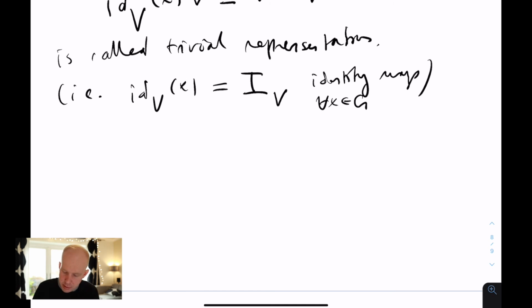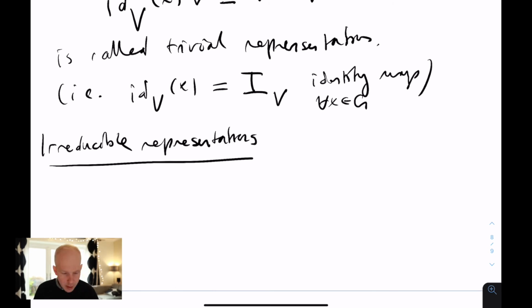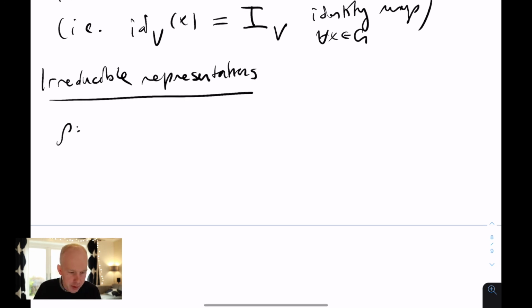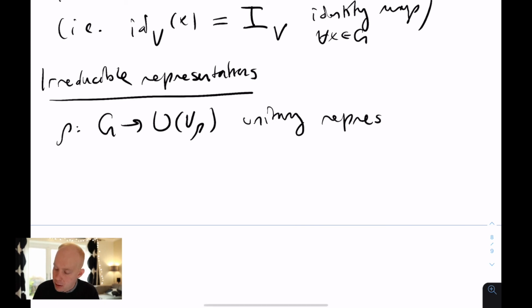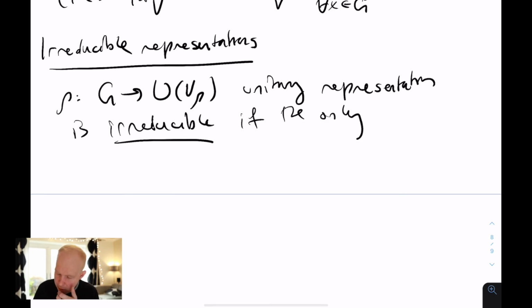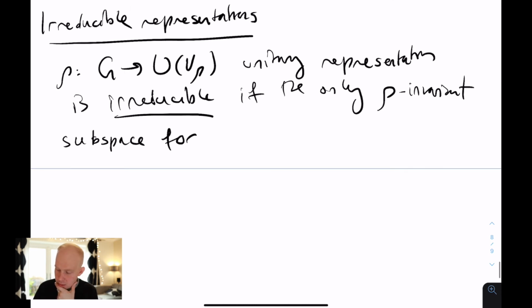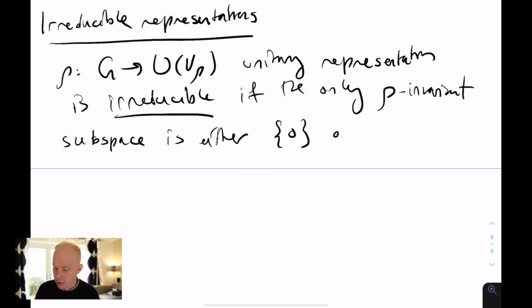But the other class which is important are the irreducible representations. And we say that a rho, which is a unitary representation from G into U V, is irreducible if the only rho invariant subspaces are either the trivial one, so the subspace is either zero or the V rho.